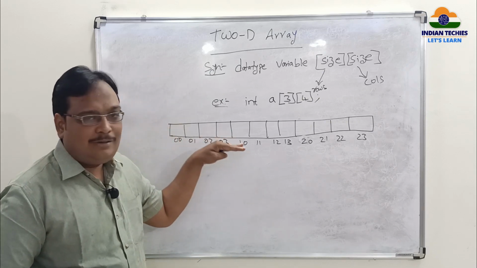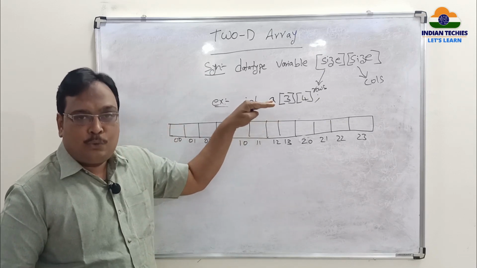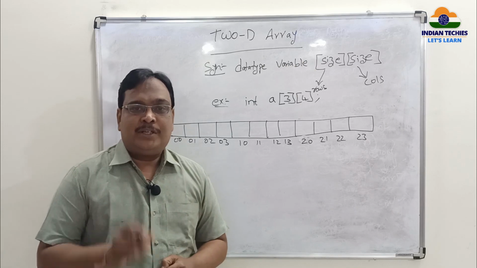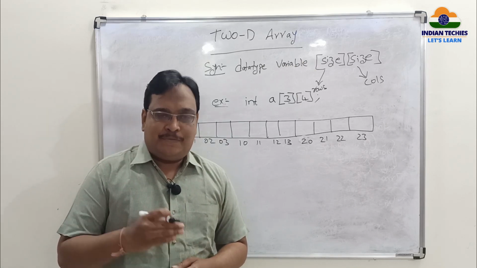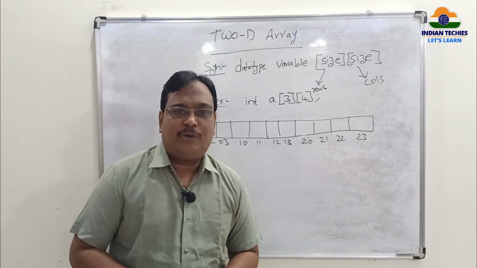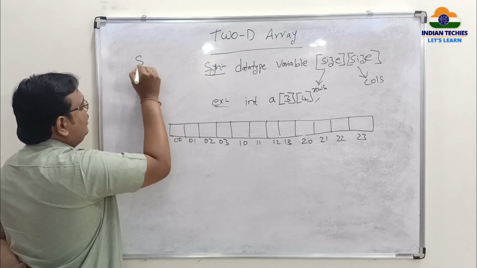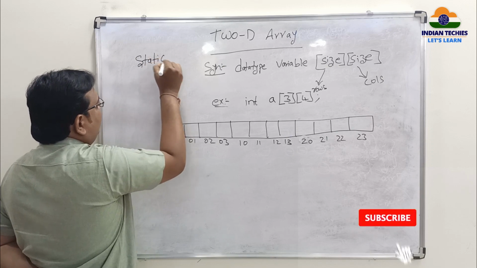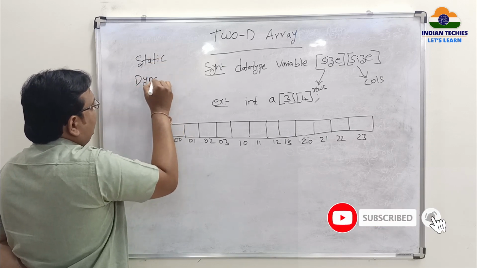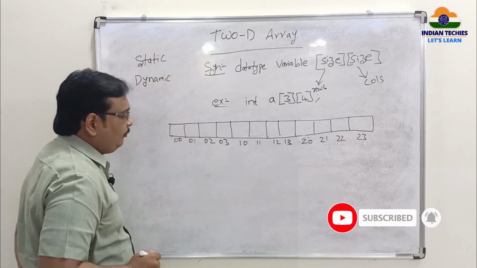This is how you declare a two-dimensional array. For this declaration, if you want to give input, again you have two types of input. The first type of input is static input. The second type of input is dynamic input.